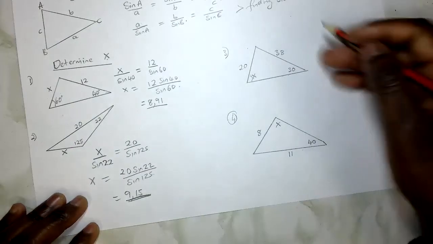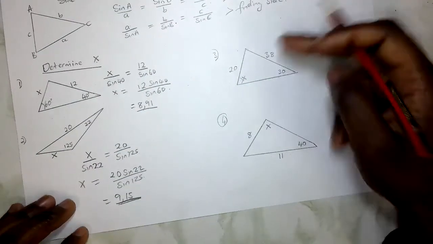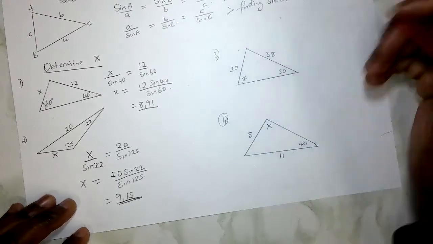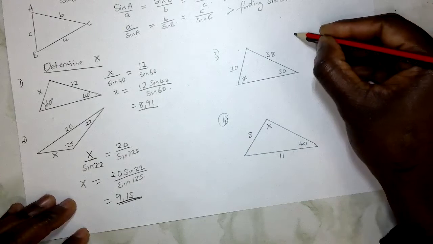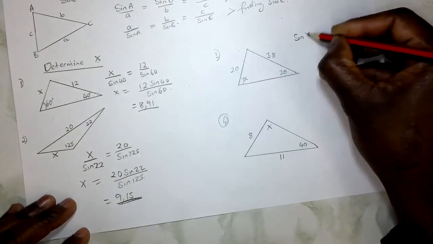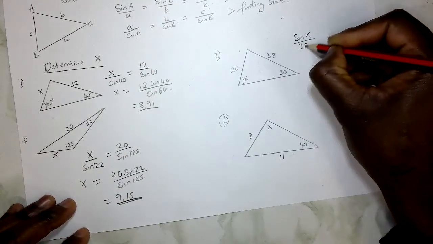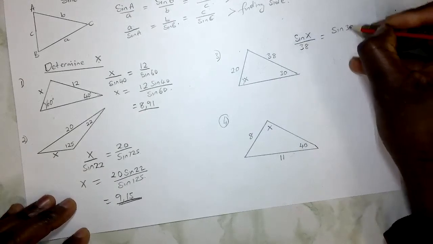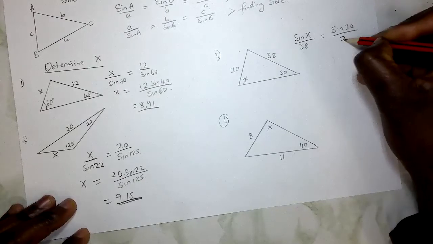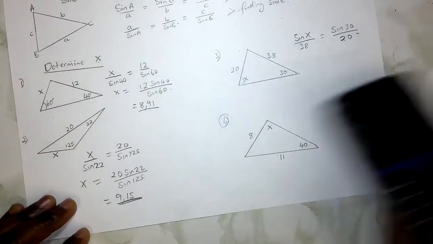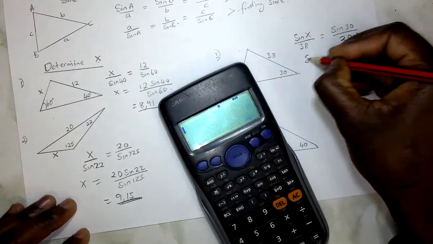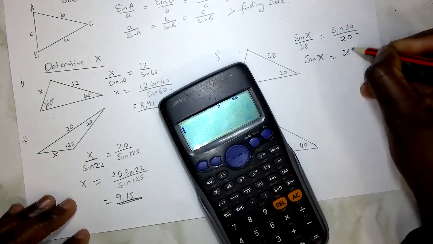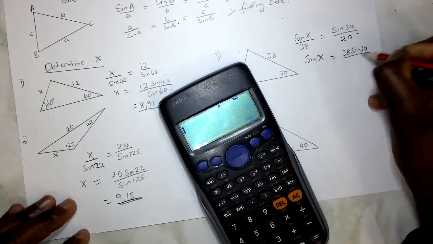Now let's check here if we want to find the angle. In this case, you see that I want to find the angle, but I'm given a pair, another pair is there. So what do you do? You're going to say sine x over 38 is equal to sine 30 over 20. That's what you do there. Then sine x is equal to 38 sine 30 divided by 20.